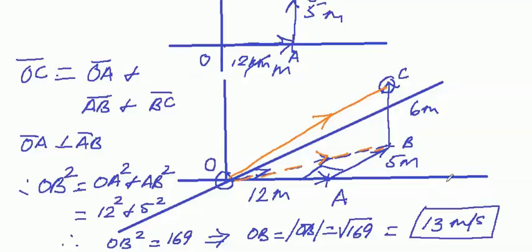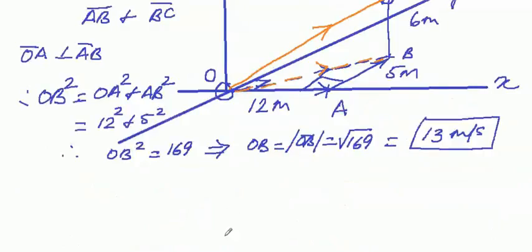Now that's OB bar. That's not the final displacement. The final displacement is OC. Now if you examine closely, vector BC is vertical, which means vector BC is perpendicular to the xy plane. So vector BC is perpendicular to vector OB bar. Yeah, we show it like this.